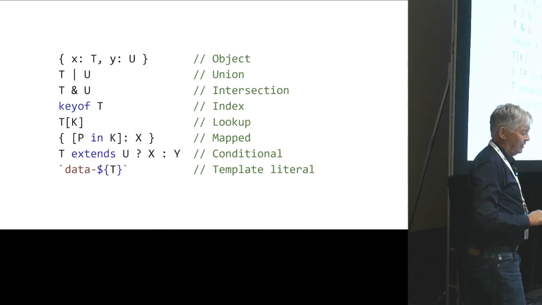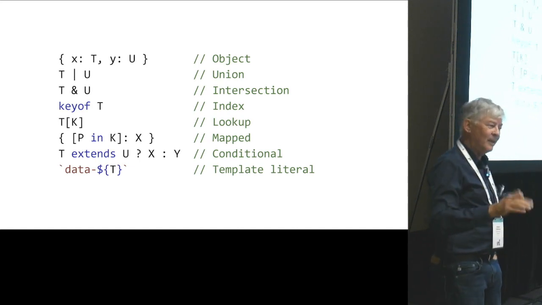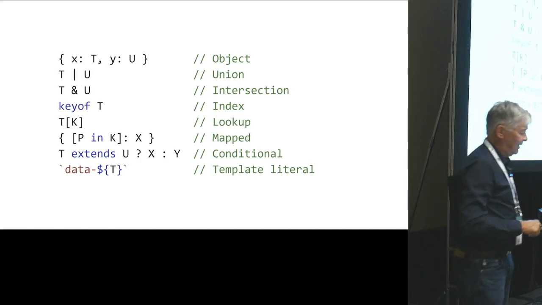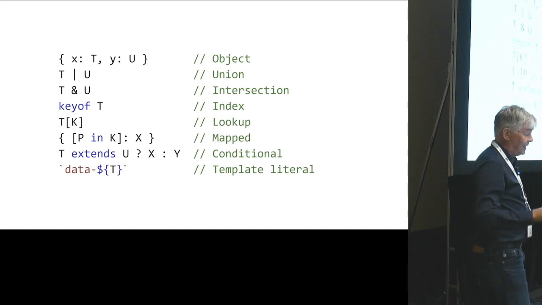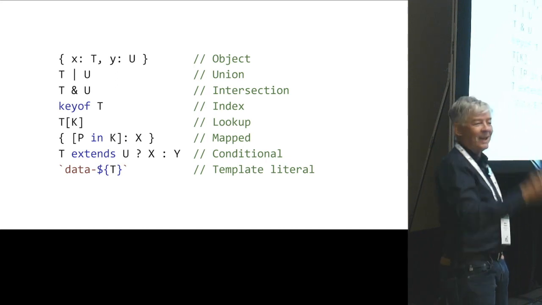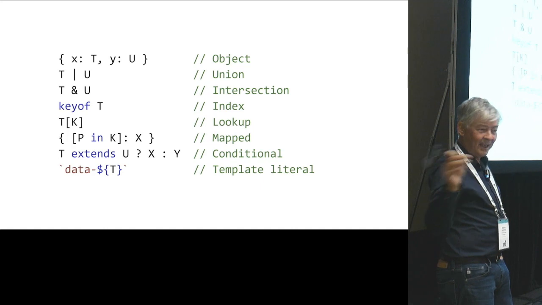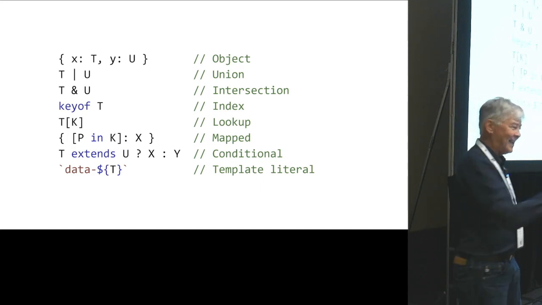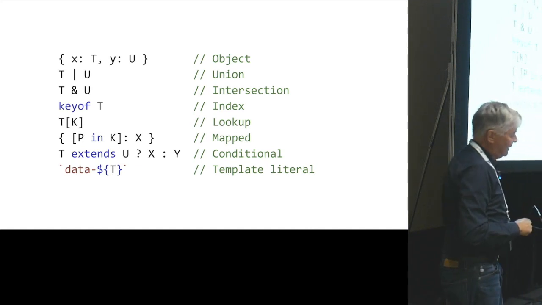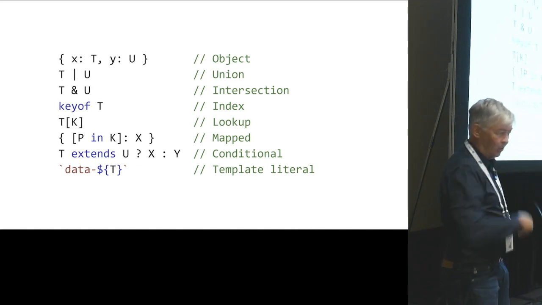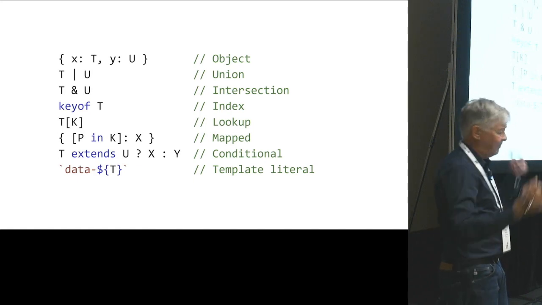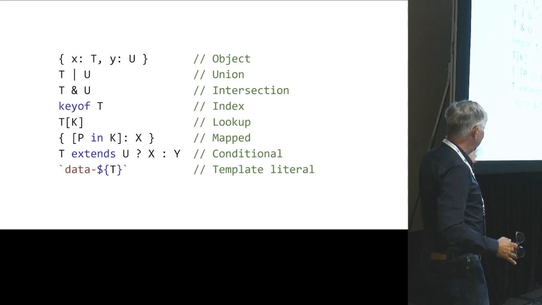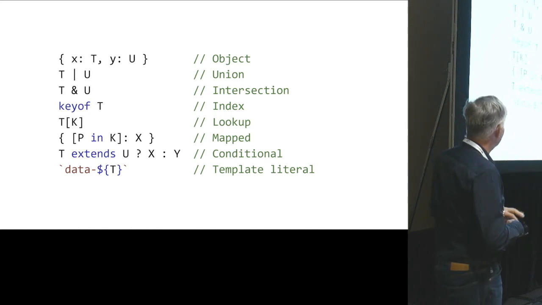We support keyof for index types, which obtains the set of possible property names for a type. And then lookup types that take, given a type T and a key of type K, what is the type of properties in that type? And then map types, which are comprehensions over object types that allow you to do mappings. And all of these exist, conditional types. And now we're getting into dependent typing and whatever, and I'll show you some examples of that.